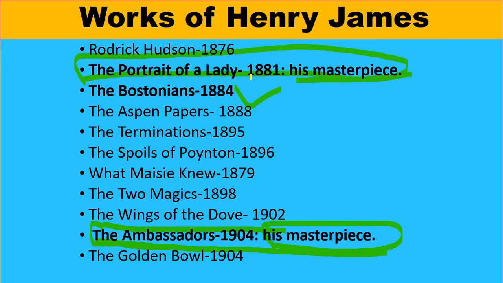So see, The Portrait of a Lady, The Bostonians, and The Ambassadors. These are very important novels written by Henry James in the modern age. And the last one is The Golden Bowl. It's also very important. Remember this.